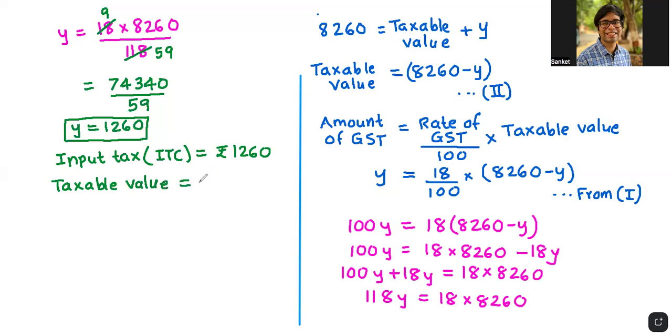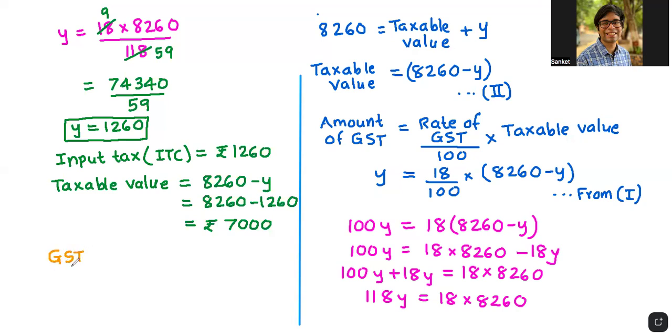I also wanted to find taxable value at the time of purchase. So that from equation 2 is 8260 minus Y. That is 8260 minus 1260. That is rupees 7,000. So as the question asked me, I now have found taxable value at the time of purchase. I earlier found taxable value at the time of sale as well.